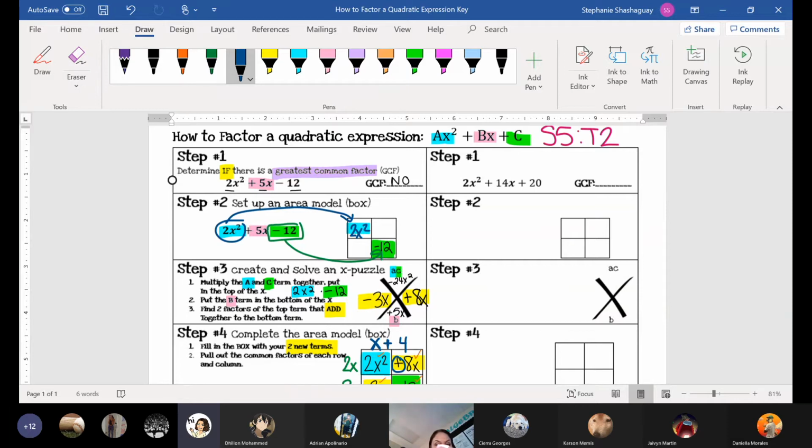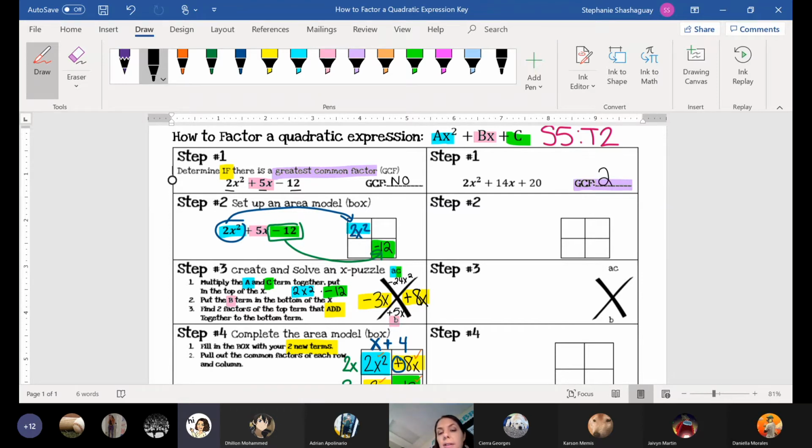Is there a greatest common factor for these terms? Okay, we're looking for our greatest common factor. Is there a number that we can divide by that would equally divide into 2, 14, and 20? Yes, we can factor out the 2.